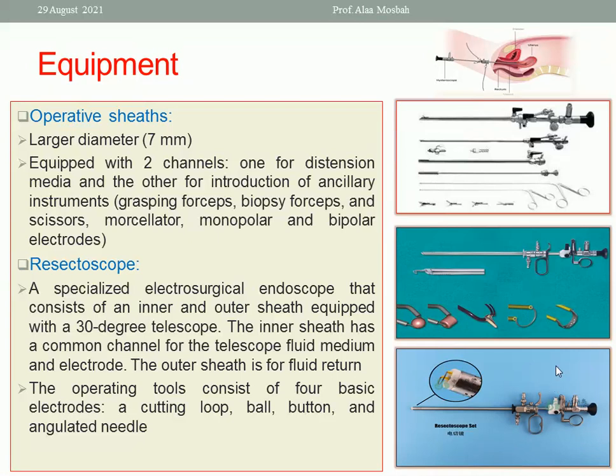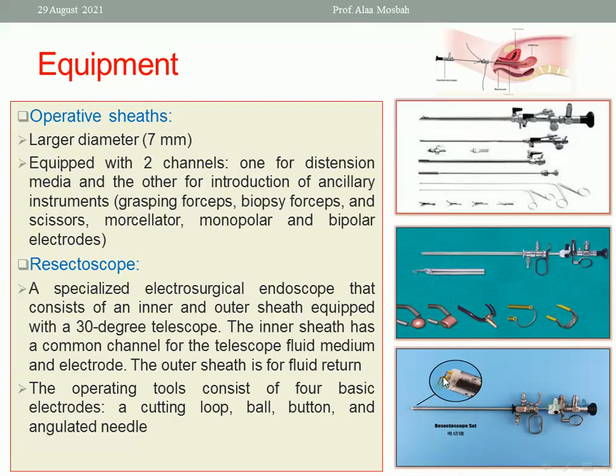The operating tools consist of 4 basic electrodes. Look at this picture to see the 4 basic electrodes for resectoscope. The cutting loop is this one. The ball, this one. Okay. The button and the angulated needle. And this is the bar, and this is the angulated needle. Okay. So this is the ball, this is the bar, this is the angulated needle, this is the cutting loop.